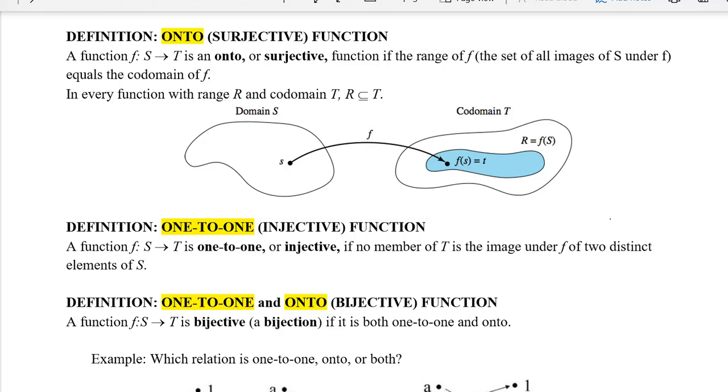Hello, in this video we're going to go over surjective, injective and bijective functions. We will also see examples of composition of two functions and the inverse function.